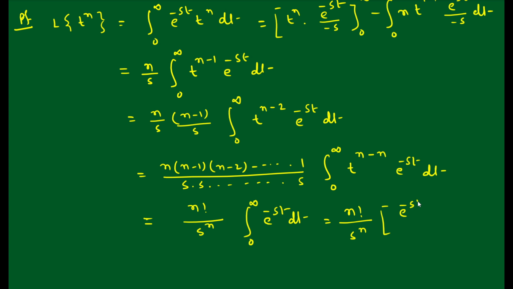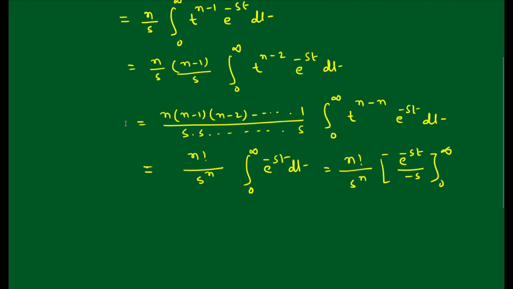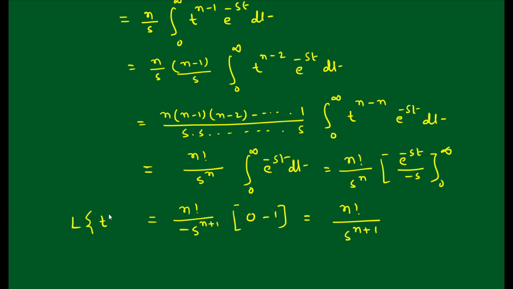So after integration, it is e to the power minus st by minus s between the limit 0 to infinity. Okay. Now let us bring this minus s outside. Now it will be n factorial divided by minus s to the power n plus 1. Okay. And if we put the limit, it's 0 minus 1. So finally this is the answer, n factorial divided by how much? s to the power n plus 1. So this is the Laplace transformation of t to the power n. So this is very important because in number 2 we saw Laplace transformation of t, but here it is t to the power n in generalized form. So this we can use in many examples.